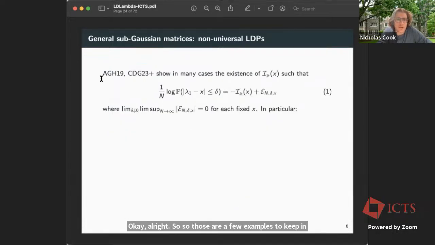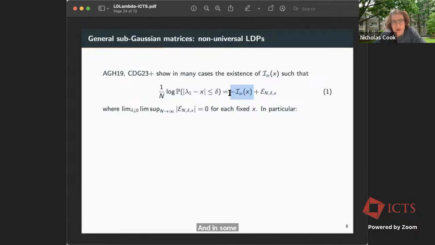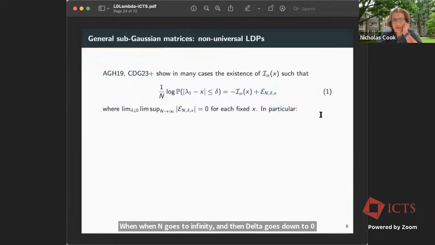So in this work of Guionnet and Husson and our work, what we can do is, in many cases, show the existence of a limiting rate function. I just say a weak LDP type statement here. I mean, we have exponential tightness, so we get actual, full LDPs, with speed n and some rate function depending on mu. In some cases we can give a formula for it, and in some we don't, we just know it exists. And this always denotes some error that tends to zero when n goes to infinity and then delta goes down to zero, when x is fixed.